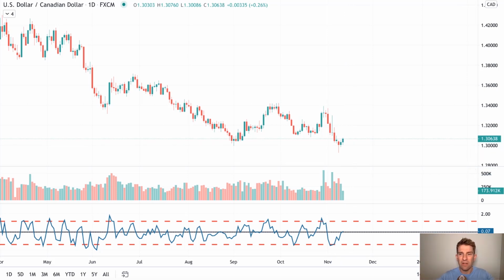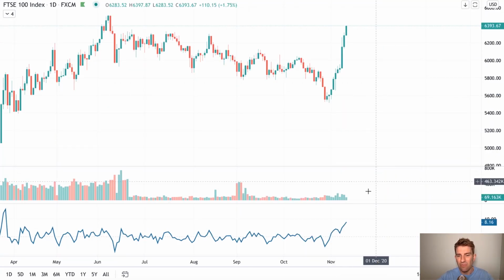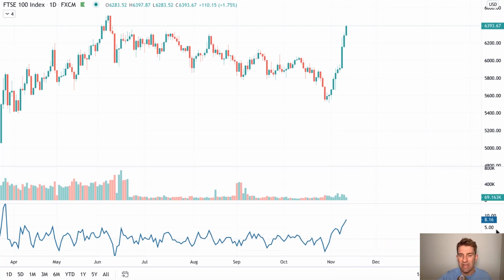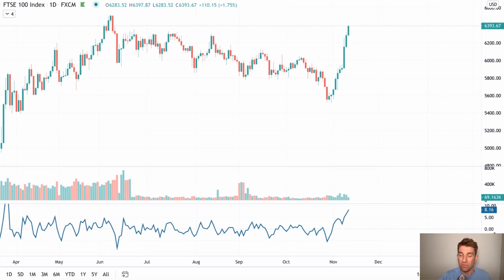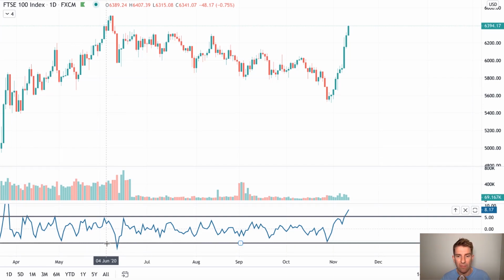If we look at something like, let's bring up an index like the FTSE. The FTSE is ramping on at the moment. It's election fueled, vaccine fueled, and a bit of election as well. Whatever, it doesn't really matter what the fuel is. The point is that now we are ramping on. So would you want to buy it up here? You probably wouldn't.